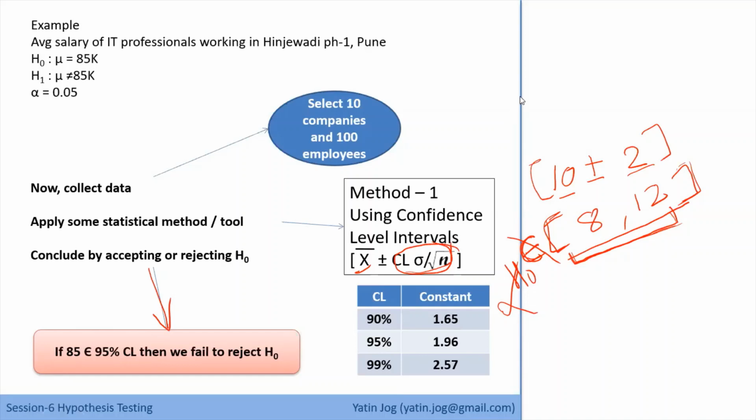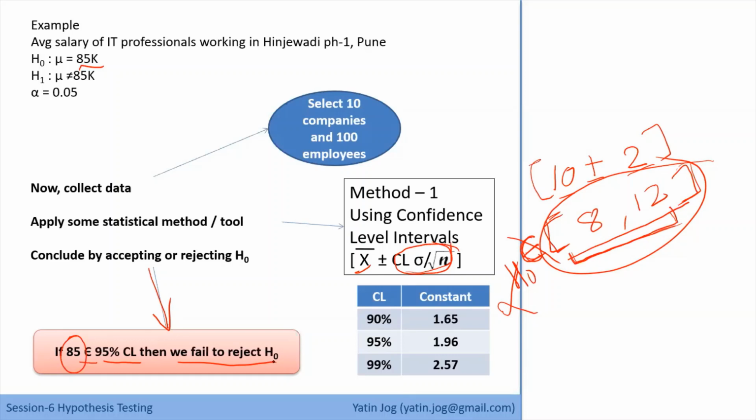If you look at the rule, because my H0 is 85K, if 85 belongs to the 95% confidence level, that means this set, this interval, then we fail to reject H0. That means I want to go ahead with my assumption. So we say we fail to reject H0. That is the rule, but we will solve examples using this method, and you'll get more clarity about this.